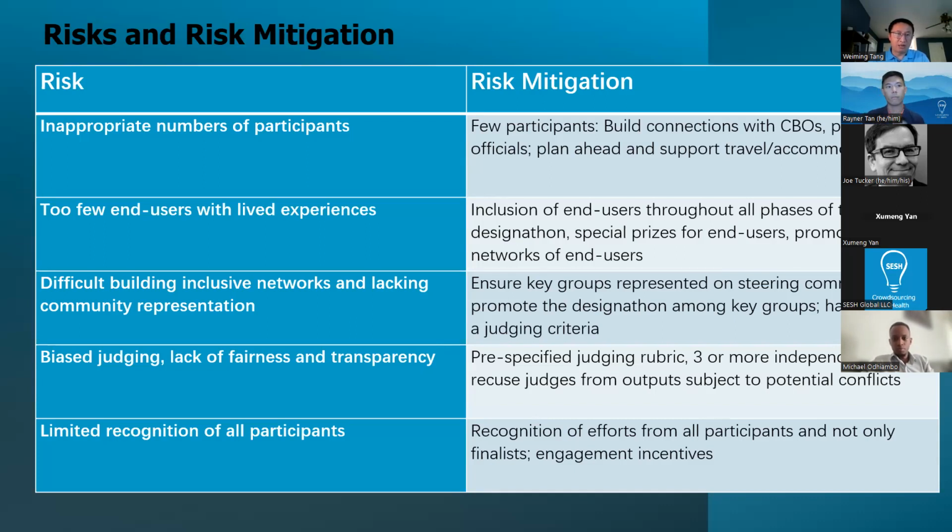When we conduct a Designathon, we often face risks such as inappropriate numbers of participants, too few end users with lived experience, difficulty building an inclusive network, lacking community representation, biased judging, lack of fairness and transparency, and limited representation of all participants. In this practical guide, we provide some suggestions regarding how to do the risk mitigation.